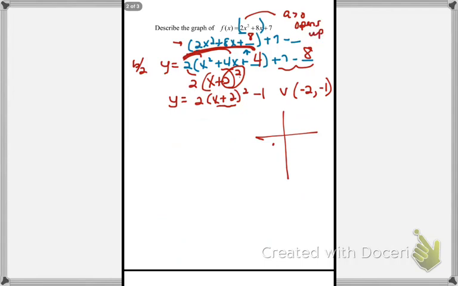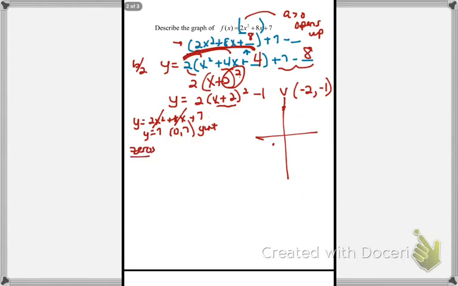From there, we can find your y-intercept. Go back to your original equation. Take out these with zeros, and y is equal to 7. So your y-intercept is 0, 7, up here somewhere. Now we need to see where it crosses the x-axis. We need to find the zeros, or the roots of this equation.